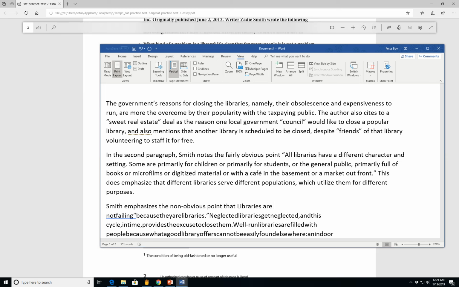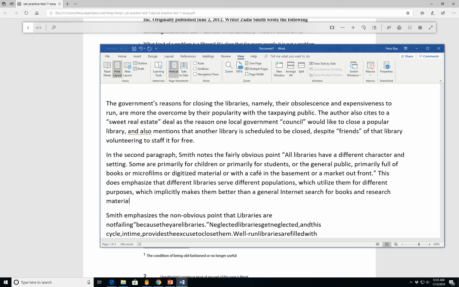Emphasize, okay, so which makes them, which implicitly makes them better than a general internet search for books and research material, since it is organized for the needs of the population that generally uses that particular library, uses each particular library.